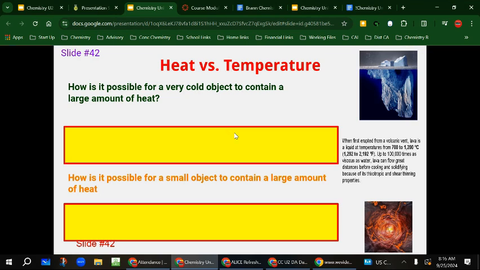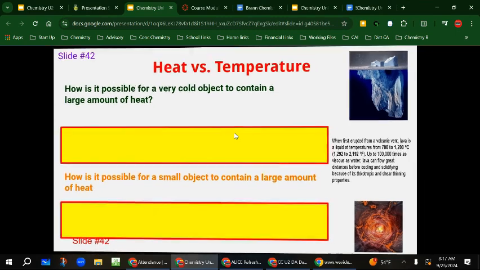Okay? How is it possible for a small object to contain a large amount of heat? It's got to be incredibly hot. The particles have to have a lot of kinetic energy. Something like lava. Okay? Something like lava. A small amount of liquid lava has a lot of heat because it is incredibly hot. Not because there's a lot of it there, but because it is incredibly hot. Why? Because heat depends on how much is there and what temperature it's at. Okay? Questions? Good. Wonderful.